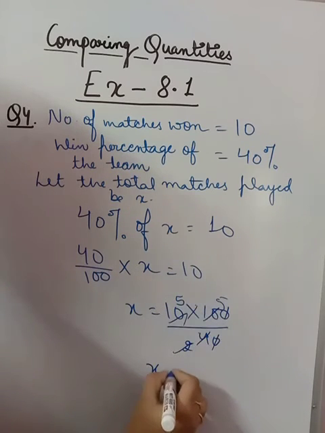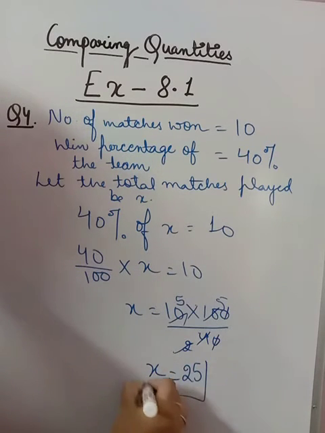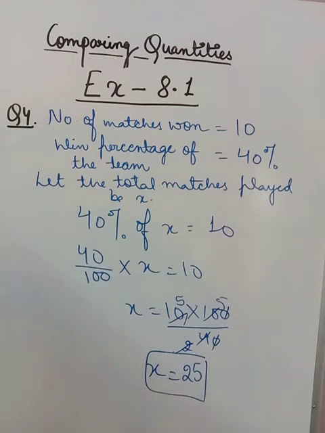So x comes out to be 25. So the total matches played by that particular team comes out to be 25, of which their 40% winning contributes equals to 10 matches.